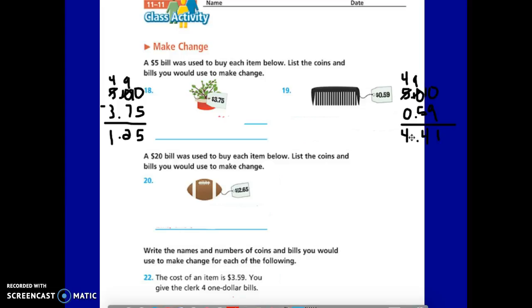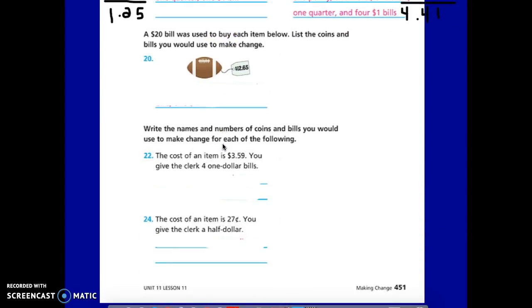But I'm not quite there. I still need to get to 41. So then I could do a nickel at 40 cents and a penny at 41 cents. Let's see if we got that right. Got 1 penny, 1 nickel, 1 dime, 1 quarter, and 4 $1 bills. Whew, good work.